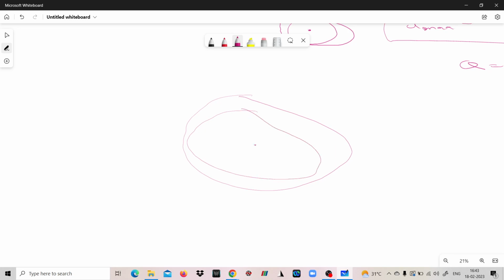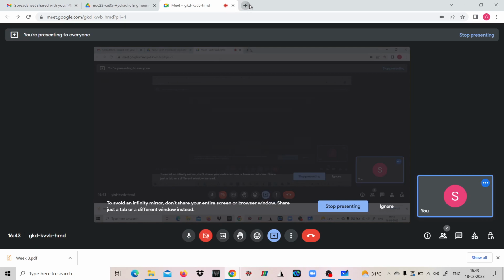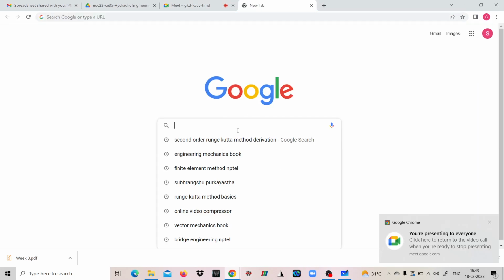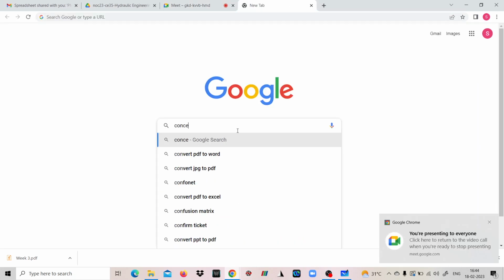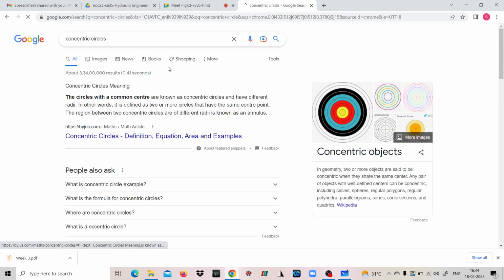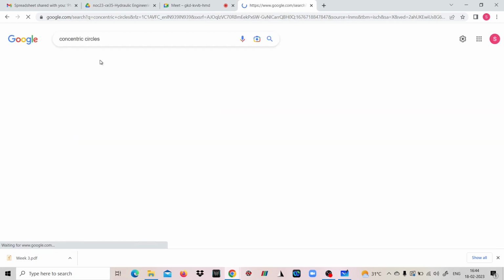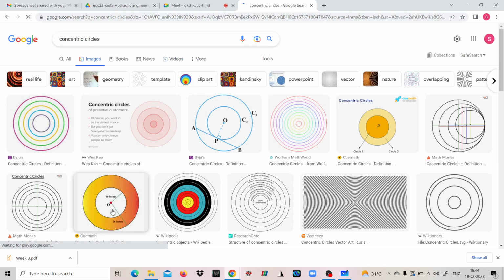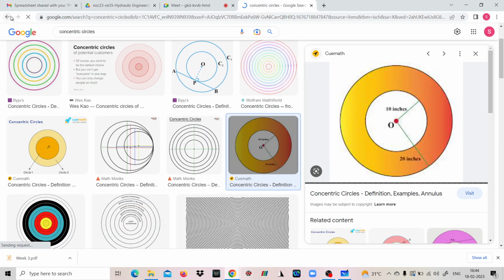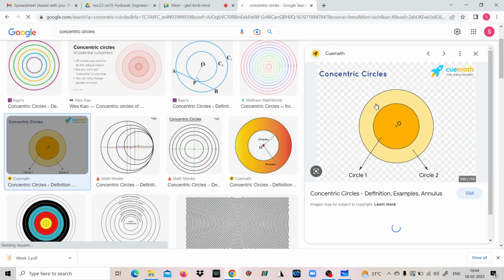Something like this. The radius of this inner circle is, say, r, and the thickness of this ring. Let me make it clear by means of a proper diagram. Yeah, this one is perfect.